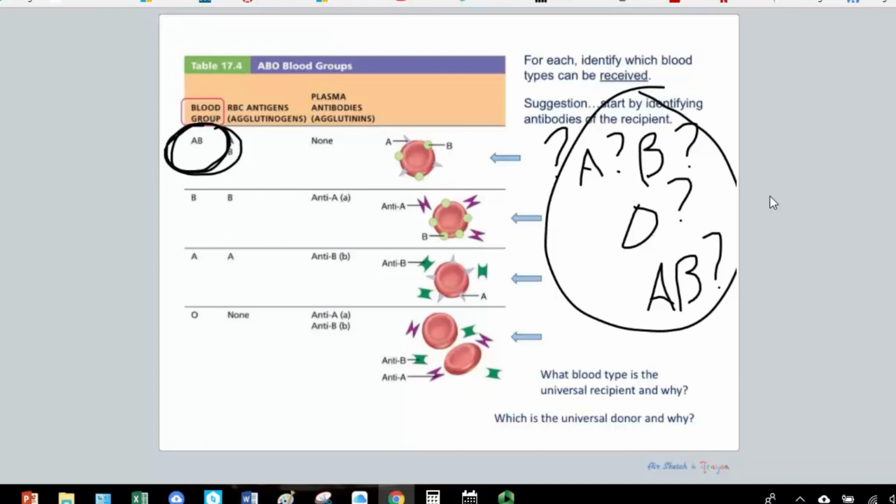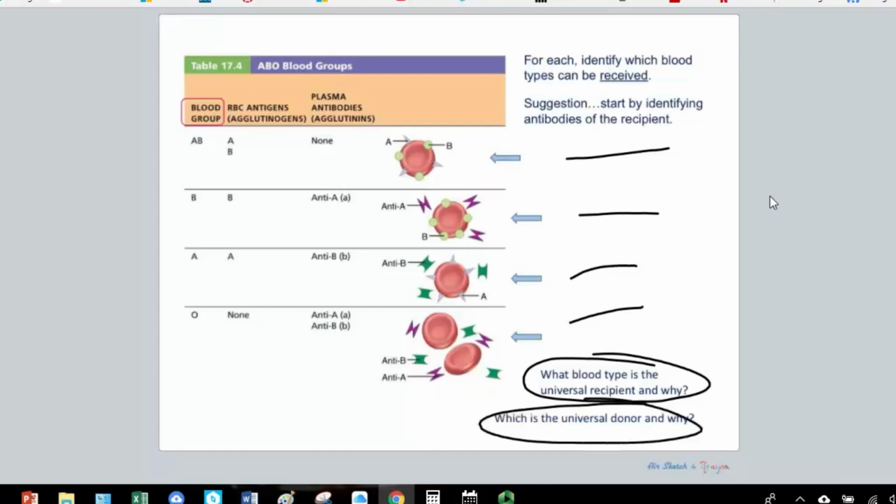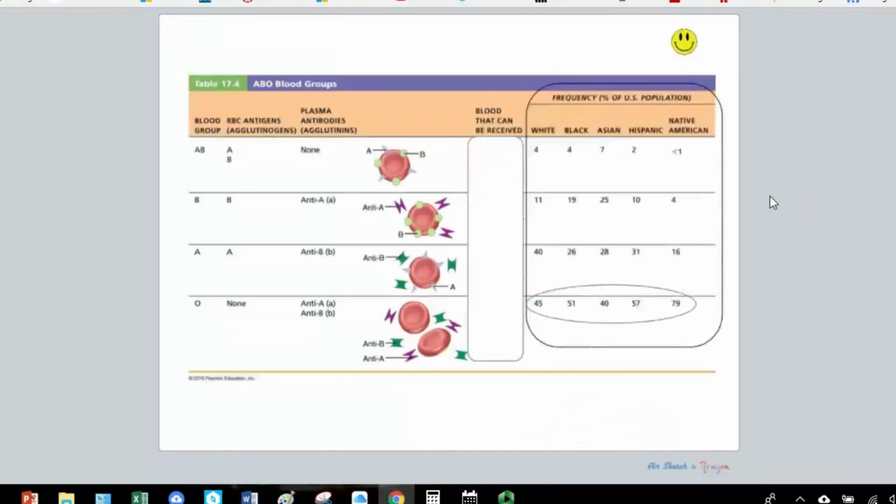And again, it's a matter of interaction between the antigens on the donor red blood cells and the antibodies that are present within the recipient. So go ahead and do that for all of them. And after you're done with that, you can tell me which blood type is the universal recipient and also which blood type is the universal donor. These are the answers here that we will reveal.